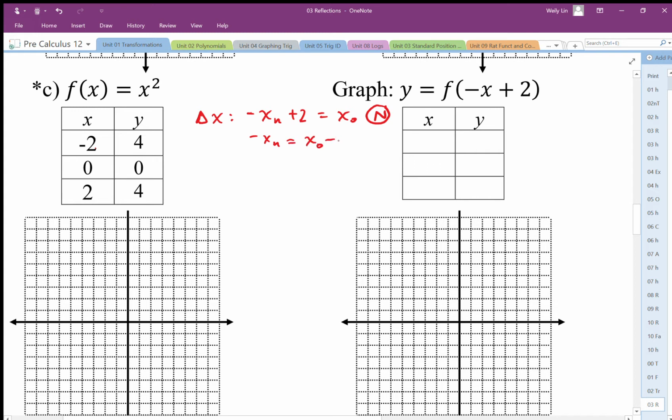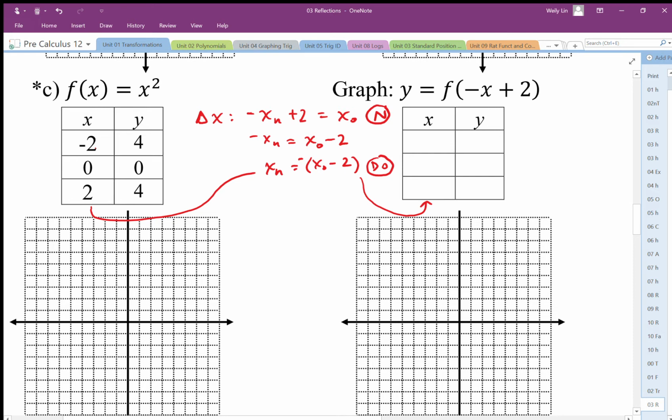So I'm going to do the minus first, and then I'm going to flip last. So algebraically, this is what it looks like. This is what I'm going to actually do. I'm going to do this. So I'm going to take these x's, I'm going to do that to get new x's.